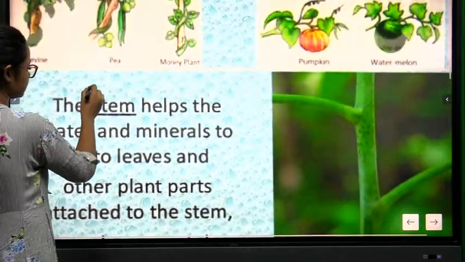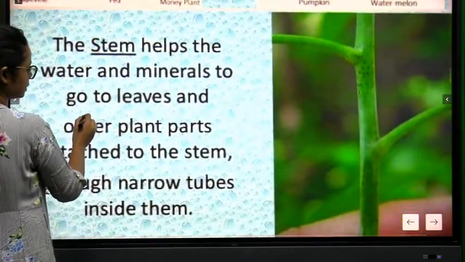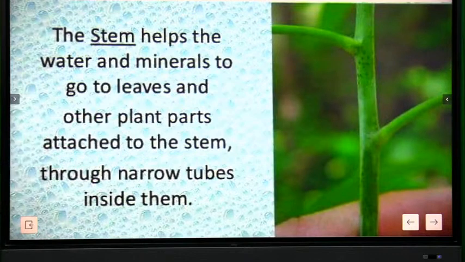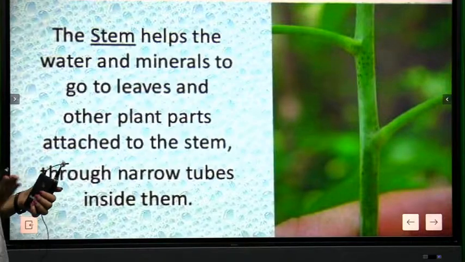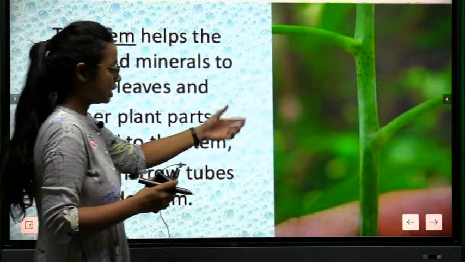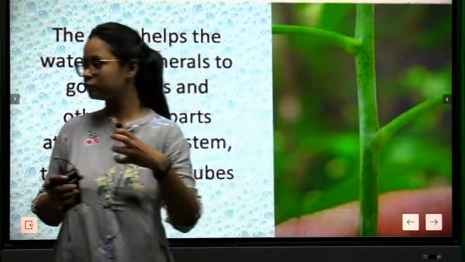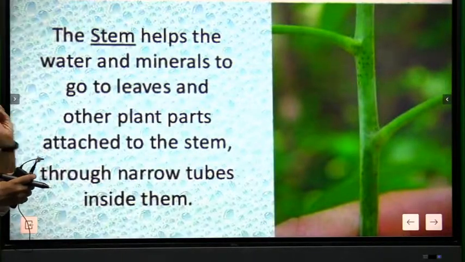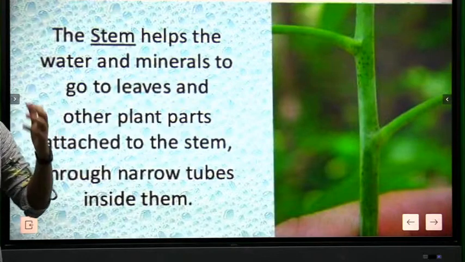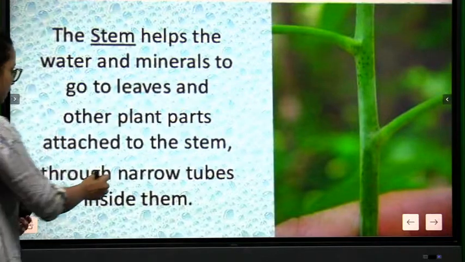After that is the stem. What is a stem? It connects and transports the minerals and water to the whole plant. Meaning the roots take the minerals and water from the soil, and the stem transports them to the different parts of the body.